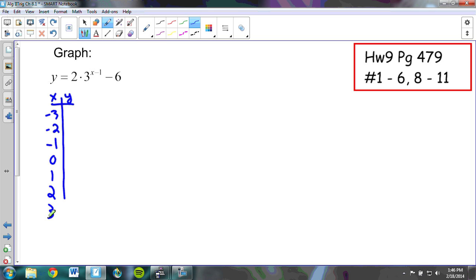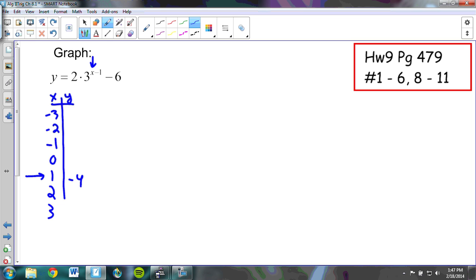And I'm just going to start plugging stuff in. I'm going to start by plugging in 1. Why did I pick 1? Well, because if I'm plugging 1 in for this x, 1 minus 1 is 0. 3 to the 0 is 1. 2 times 1 is 2. Minus 6 is negative 4. Just the point 1, negative 4. That's a nice, clean, easy point for me to work with.